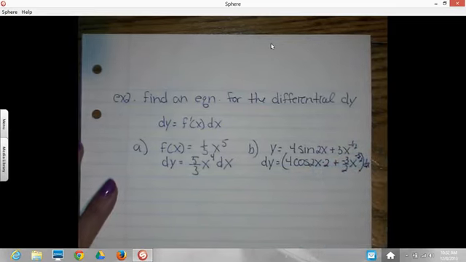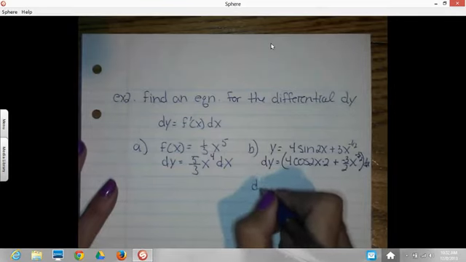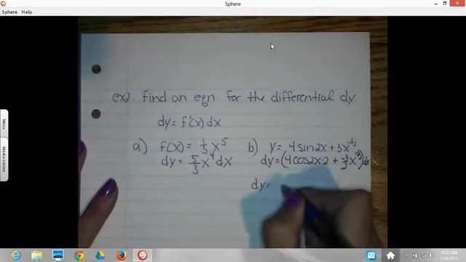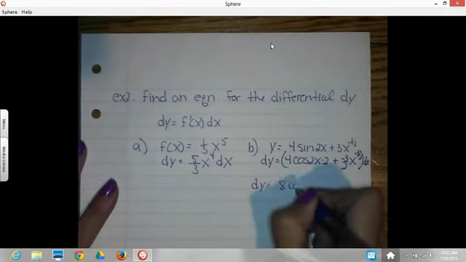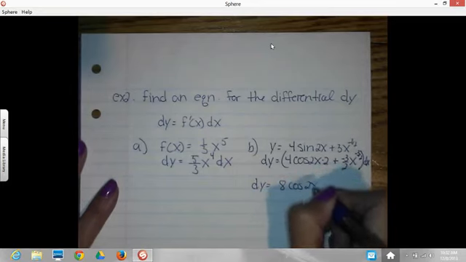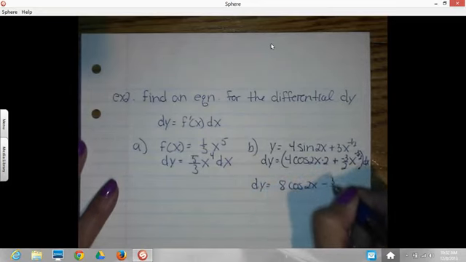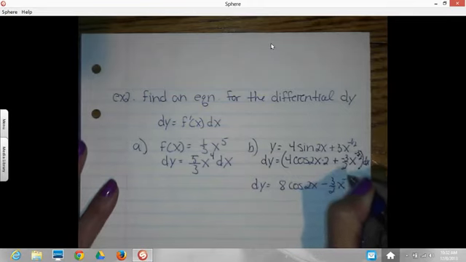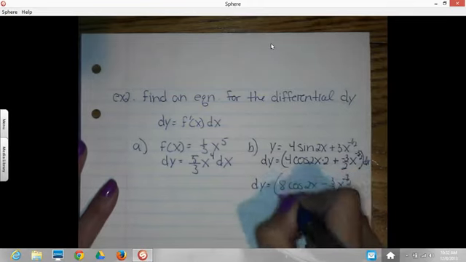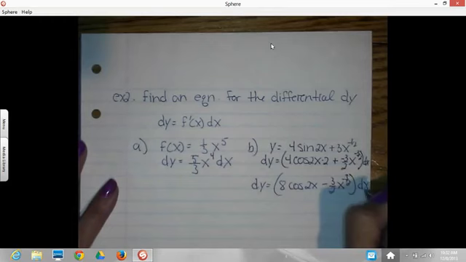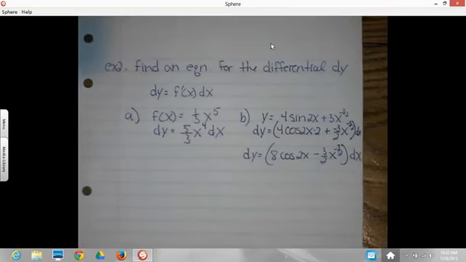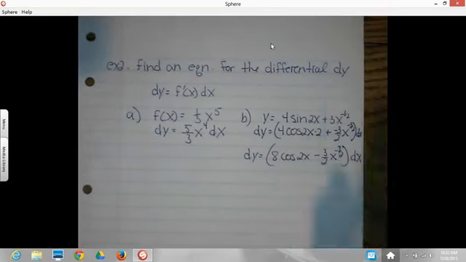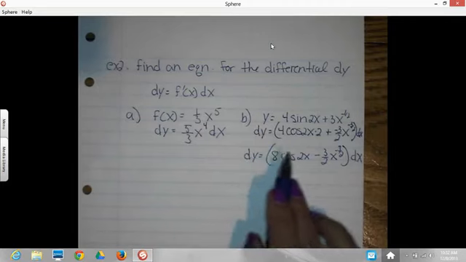Simplifying, this will be 8 cosine 2x. This will be minus 3/2 x to the negative 3/2. All that times dx. So if you want an equation for a differential, just call it dy, do the derivative, attach a dx on the end, you're done.